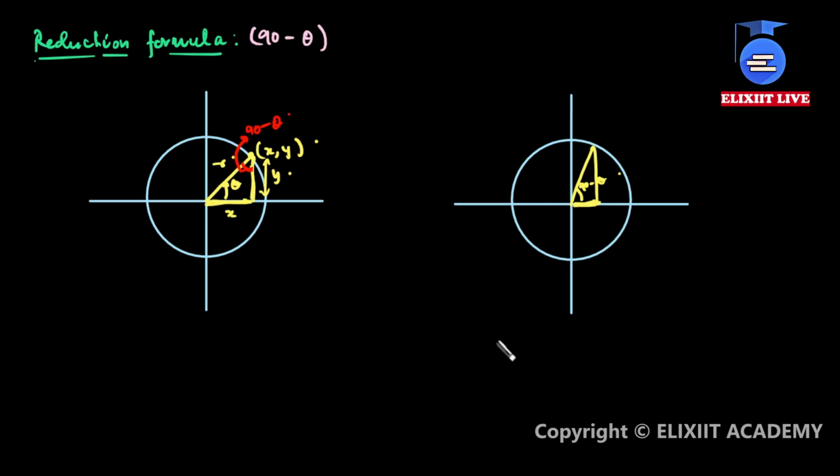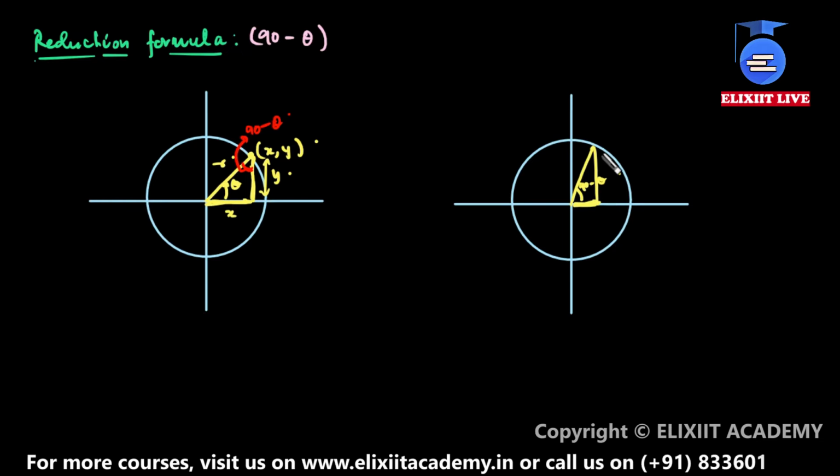This radius is r basically. R will remain the same. That is, the radius of the circle remains the same wherever you take it. Anyway, the main concept over here: if this is 90 minus theta, then gradually this will be what? Theta. If this is 90 minus theta, the other angle will be theta. This angle will be theta in that case.